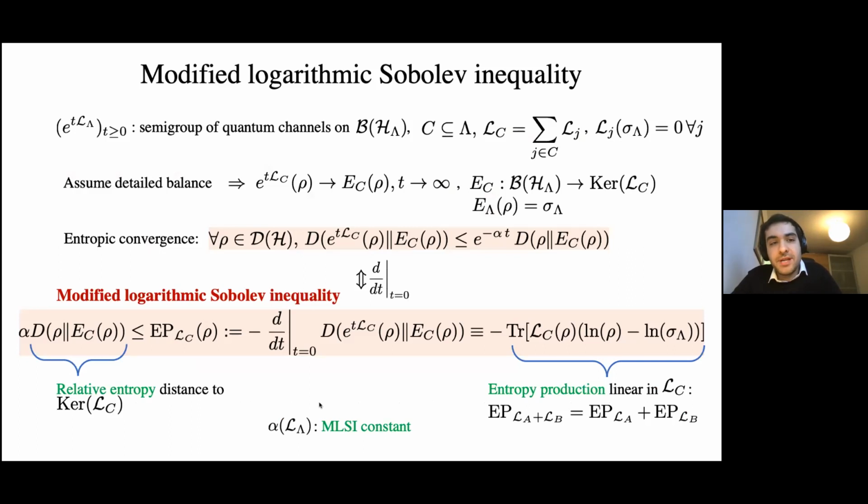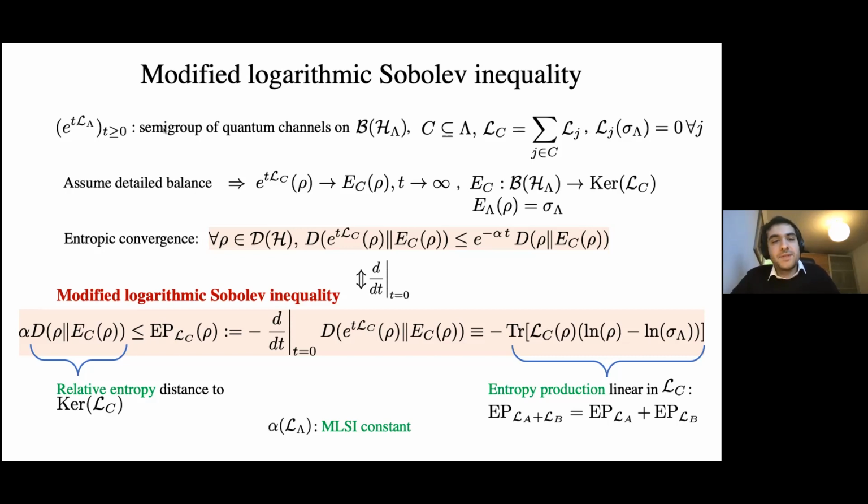So let me now introduce the objects that I'm considering in slightly more detail. We have a semigroup of quantum channels that is generated by some generator L lambda, some Lindbladian. And more generally, I will consider restrictions of the evolution to some subregions of the lattice, and I will denote the corresponding Lindbladian by LC, which is a sum of local terms. These LJs are Lindbladians that act only on the site J and its neighborhood. And I will assume that all these local terms have sigma as a fixed point. So sigma is in the kernel of these generators.